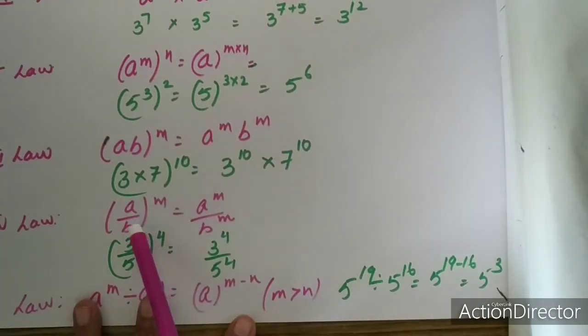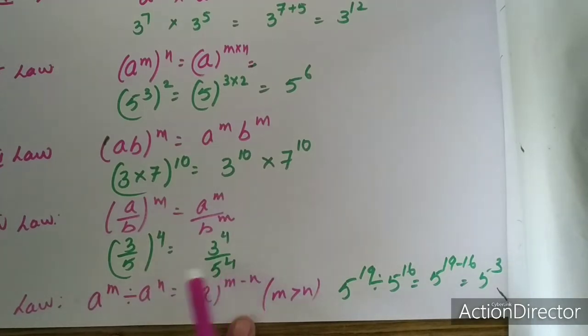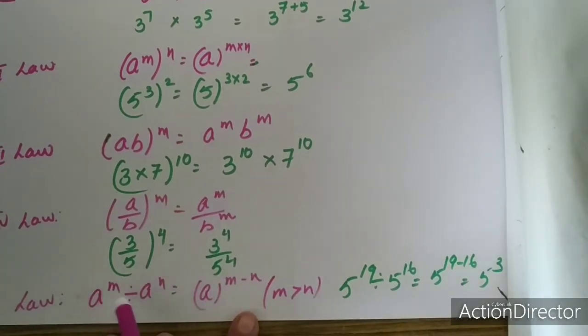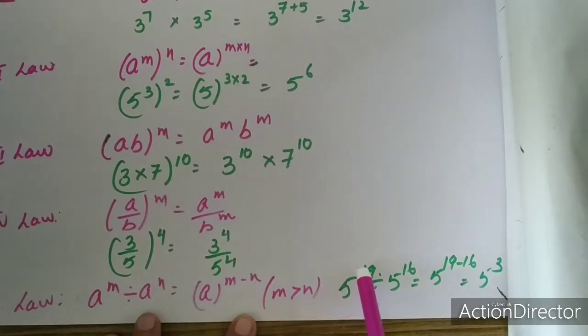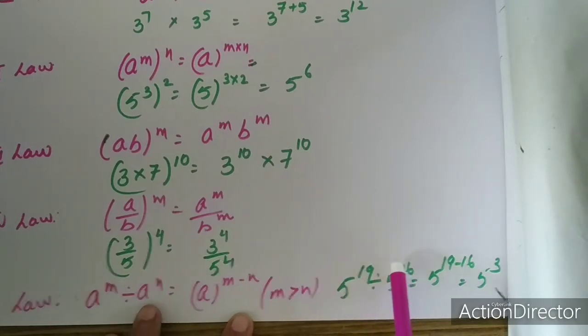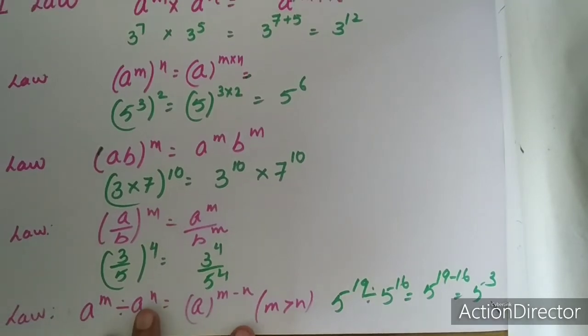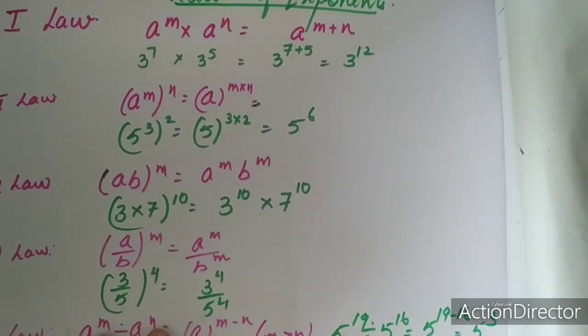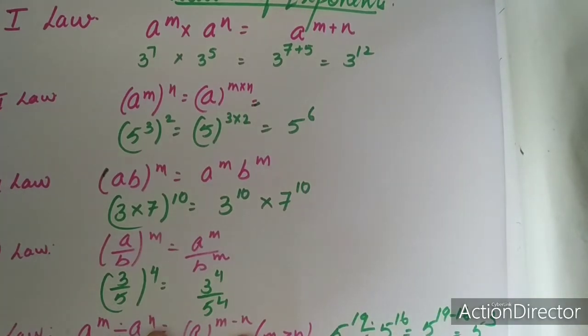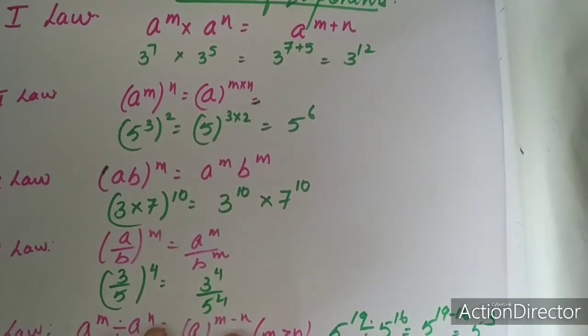Similarly, if there is a division having the same power, I can separately write it as 3 power 4 upon 5 power 4. Coming to the division law, a power m divided by a power n is equal to a power m minus n, where m is greater than n. For example, 5 power 19 divided by 5 power 16 is equal to 5 raised to the power of 19 minus 16, which is equal to 5 raised to the power of 3. So these are the laws you have learnt in your earlier classes. And now let me explain what zero exponent and negative exponent are.